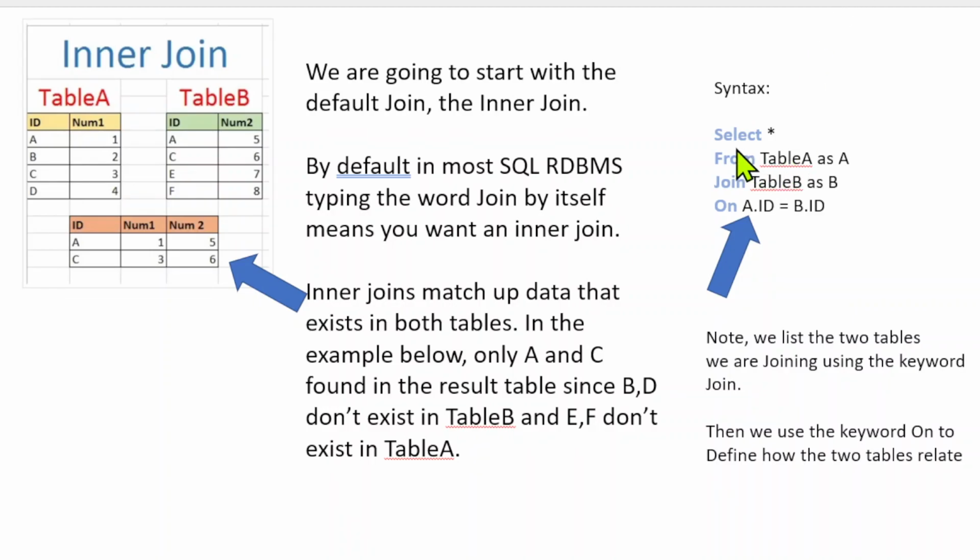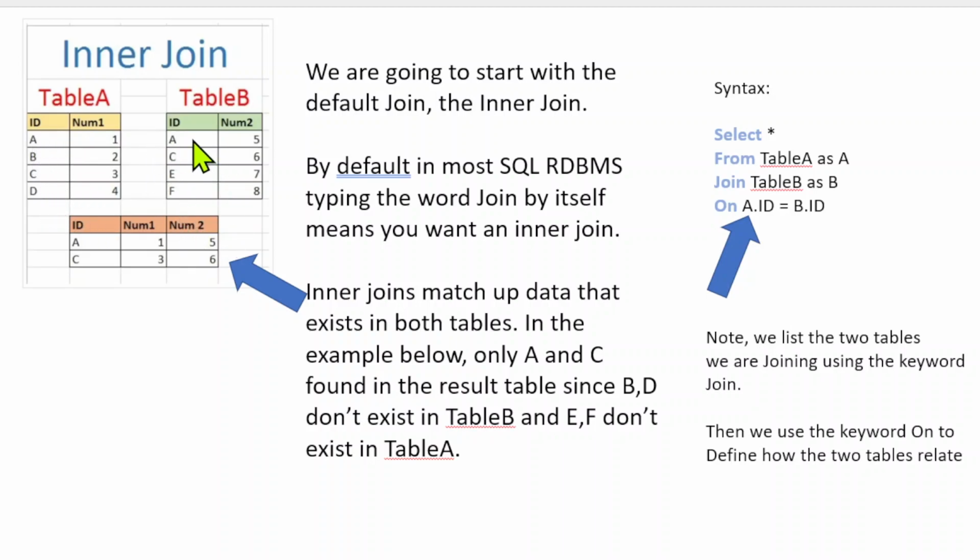So again, the syntax for this is simple. SELECT from table A as A, JOIN table B as B, ON matching the IDs. That's what we're going to match on. Now note, when you do an inner join, look what happens. It only brings over matching things. So in this column, I have an ID of A, B, C, D.